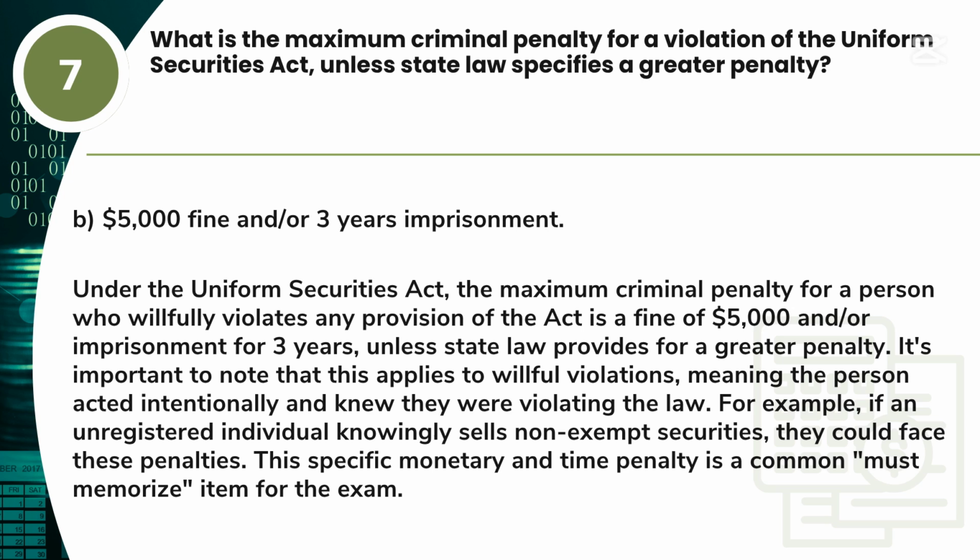Under the Uniform Securities Act, the maximum criminal penalty for a person who willfully violates any provision of the Act is a fine of $5,000 and/or imprisonment for 3 years, unless state law provides for a greater penalty. It's important to note that this applies to willful violations, meaning the person acted intentionally and knew they were violating the law. For example, if an unregistered individual knowingly sells non-exempt securities, they could face these penalties. This specific monetary and time penalty is a common, must-memorize item for the exam.